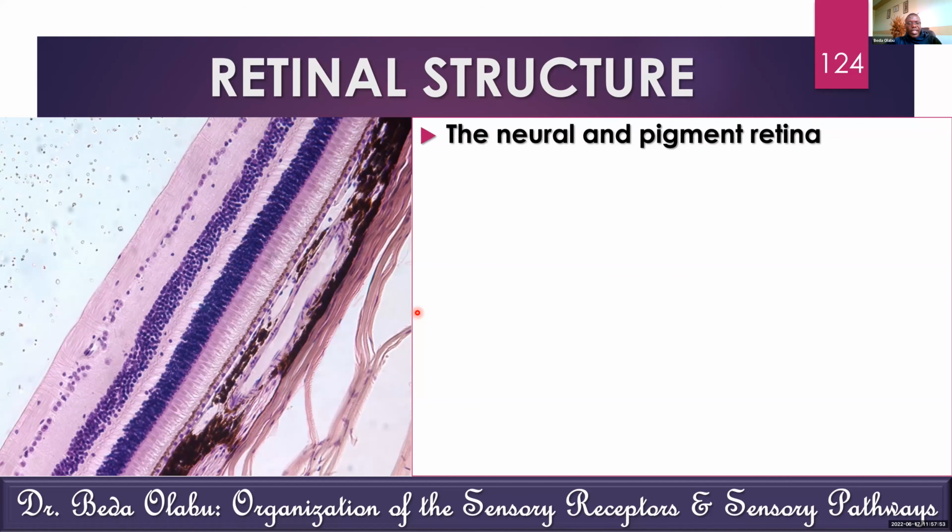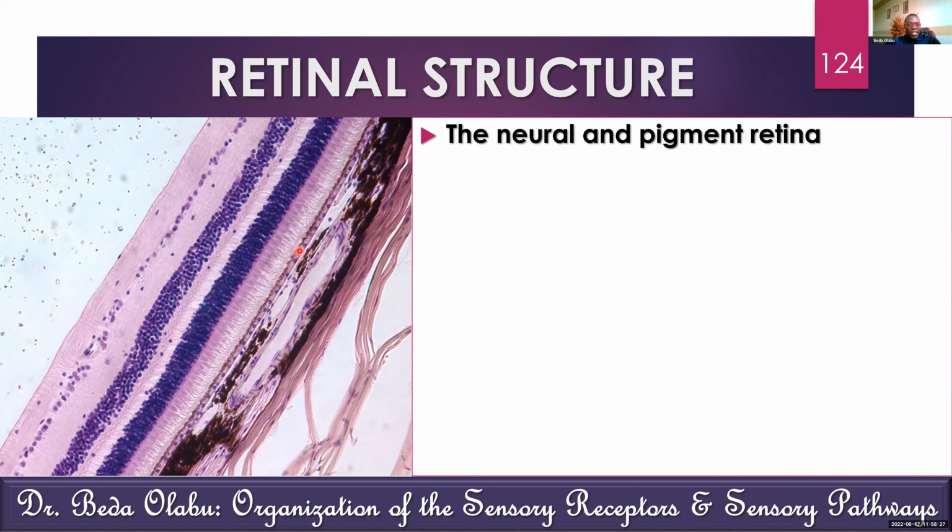Now, histologically, the retina is made up of two parts. There's an outer part, which we call the pigment retina. And there's an inner part, which we call the neuroretina. So from here, all the way to there is the neuroretina. That's the inner part. This is the vitreous humor. So we're starting from the vitreous humor. This is the retina up to that point.